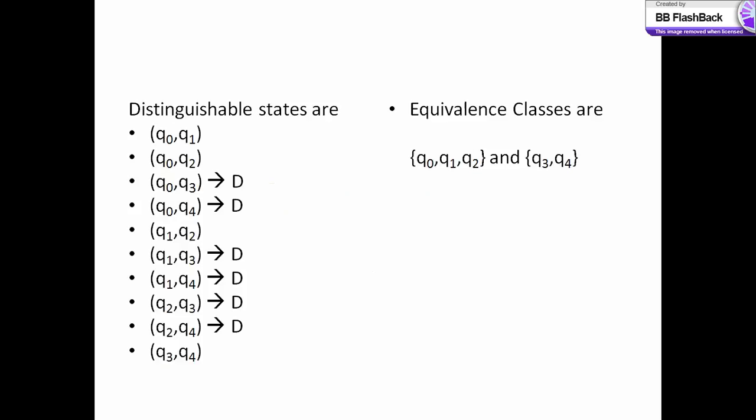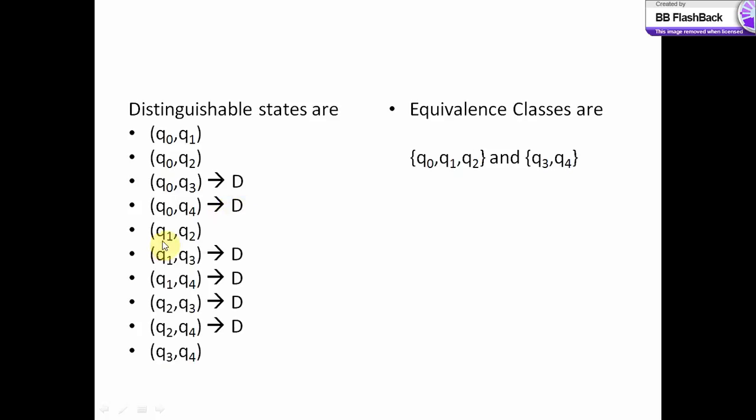So here Q0 belongs to a non-final state and Q3 belongs to a final state. So this pair can be marked as a distinguishable state. And again, in the next pair, Q0 belongs to a non-final state and Q4 belongs to a final state. So this also can be marked as a distinguishable state.